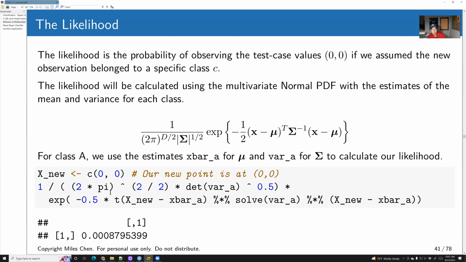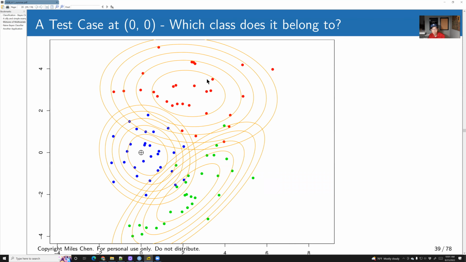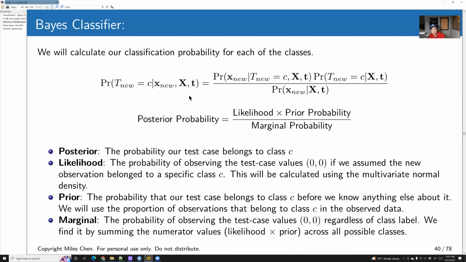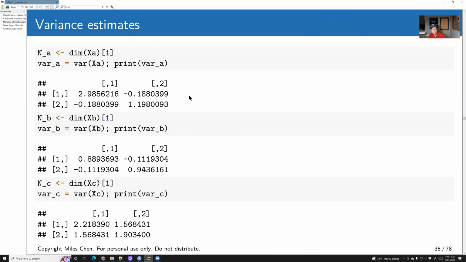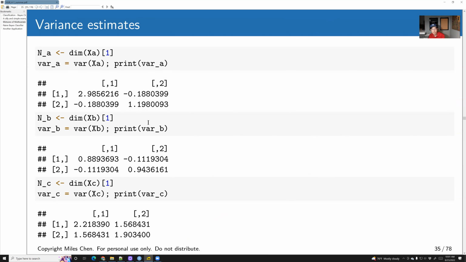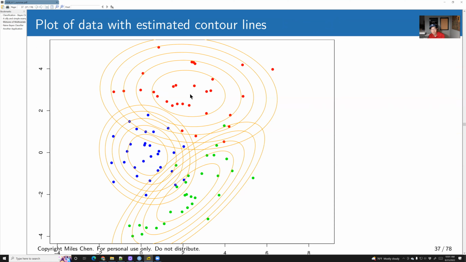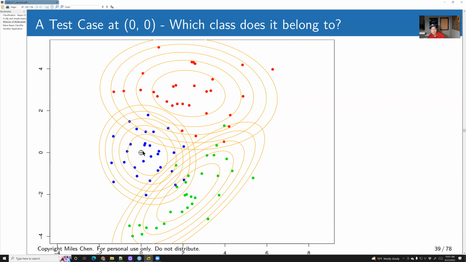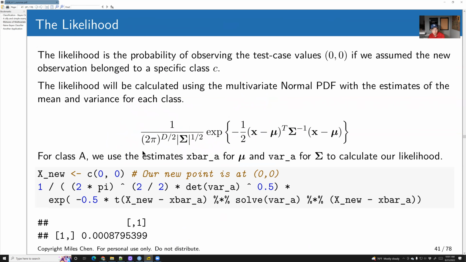Actually, for class A, what is the probability for the class centered at 2, 3, but not exactly that? I think it's centered at 2.2, 2.8 or something based on our data estimates. The mean of class A is 2.26 and 2.8. If we had a normal distribution centered at 2.26 and 2.8, could it generate a point at 0, 0? Sure, it could. It's not very likely to, but it could.